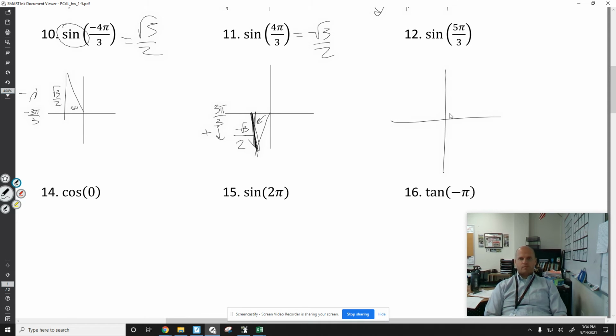5 pi over 3. 1, 2, 3, 4, 5. Or 6 pi over 3, which is all the way around at 2 pi. Subtract a pi over 3. Here's 5 pi over 3. 60-degree reference angle. Sine, vertical, down, -√3 over 2.